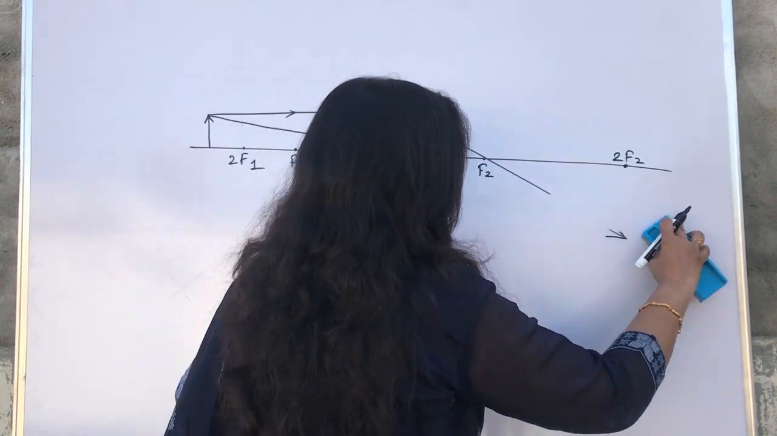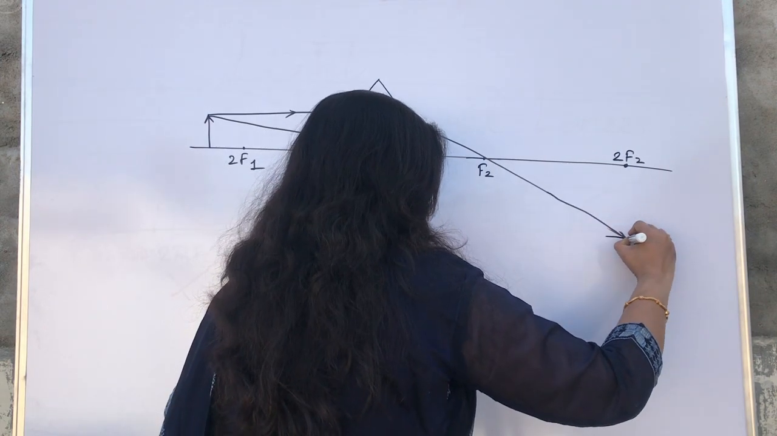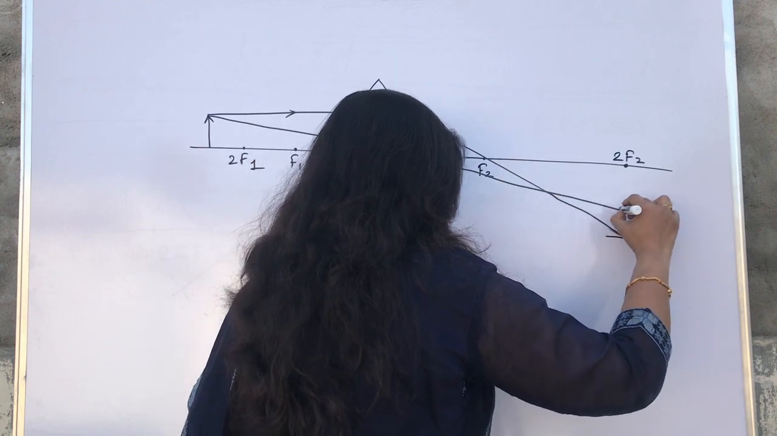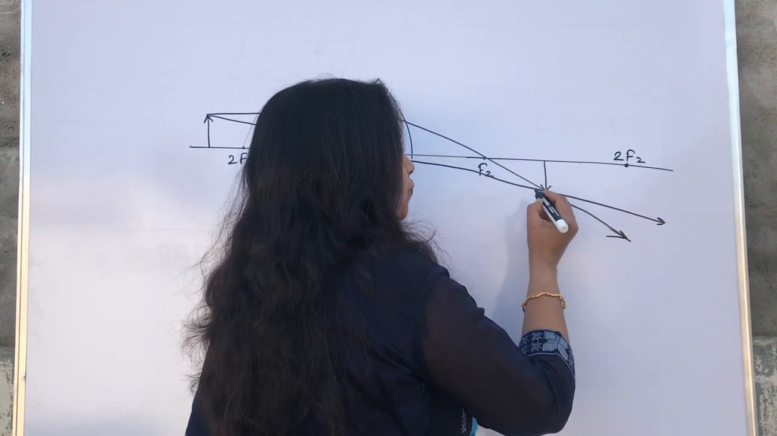Actually I have bent that. Okay, we need to make it a straight line. Okay, yeah. So here is the image formed.